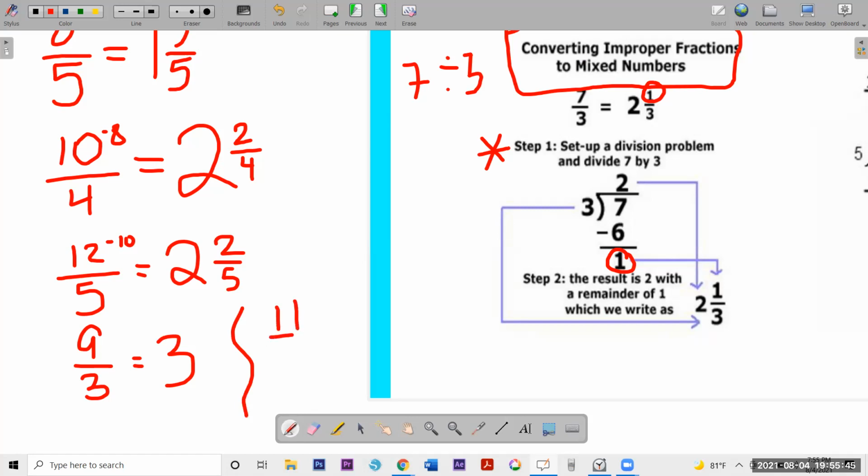11 over 3. Let's go. Give me the whole answer. What would this be as a mixed fraction? Okay, so I got one answer.